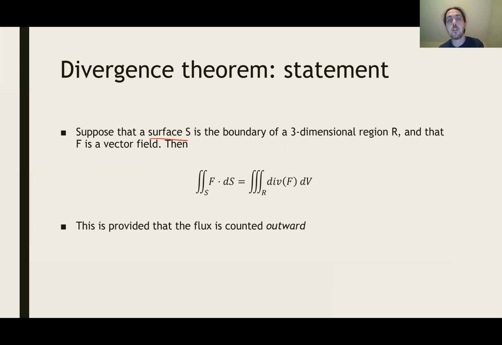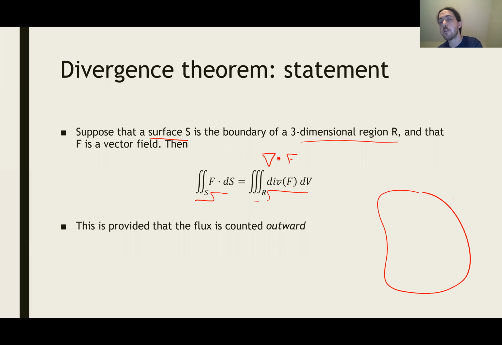Let's suppose we've got a surface and it's the boundary of a three-dimensional region, and we've got a vector field that's defined on that three-dimensional region. Then the double integral of our vector field over the surface is the same as the triple integral of the divergence of f on the inside. And the divergence, remember, is grad dot f. So you might see it written that way instead. And this is provided that the flux is counted outward.